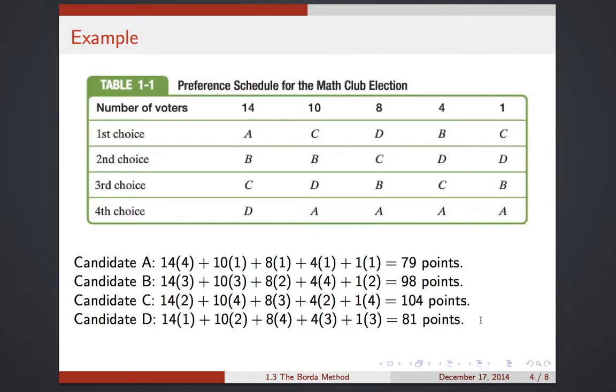So notice what has happened here. Candidate C has the most points with 104. Candidate B has the second most points with 98. Candidate D comes in third place with 81. And candidate A comes in last place with 79 points.